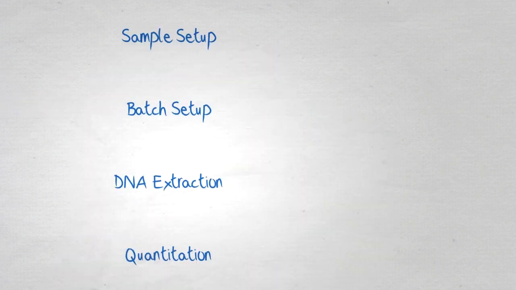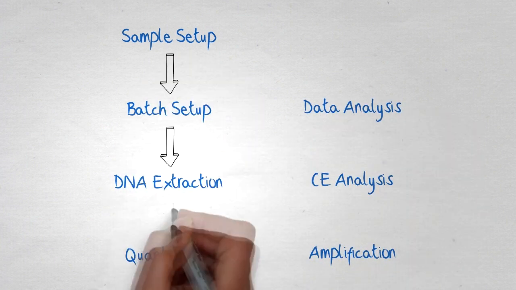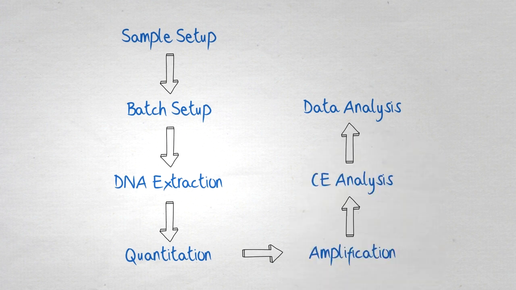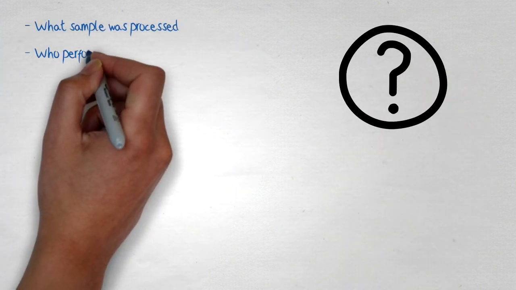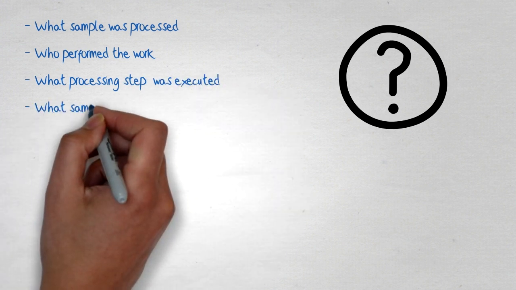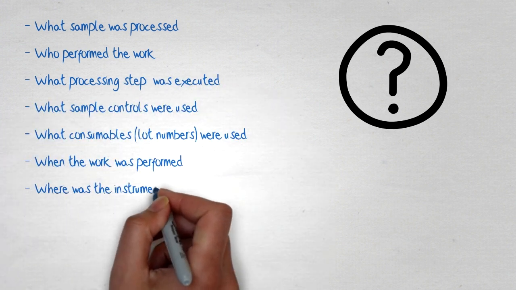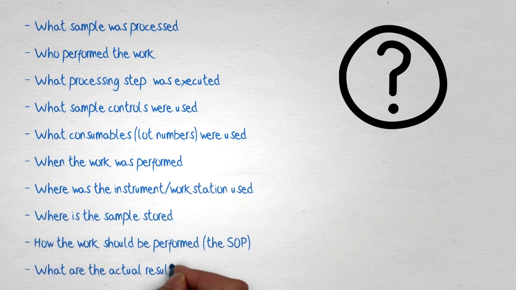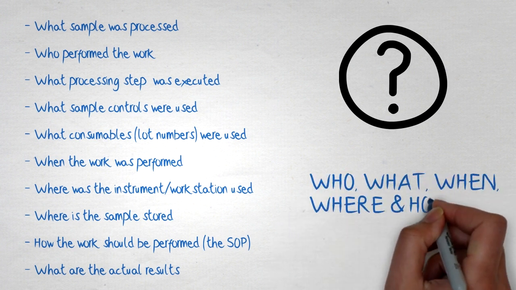STaCS software tracks and controls each sample throughout the analysis process. Audit trails are generated from the very first step of the process until final results are generated. For each sample and workflow step, STaCS automatically tracks who performed the work, when the work was performed, the specific scientific instrument used, the lot numbers and consumables used, the SOP in place at the time of the processing, the sample controls, and of course, the actual results.